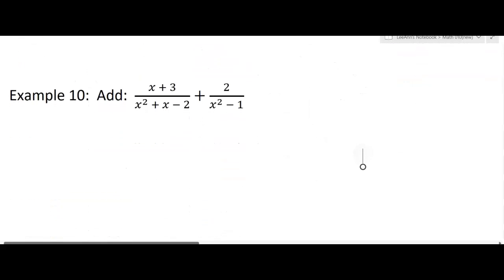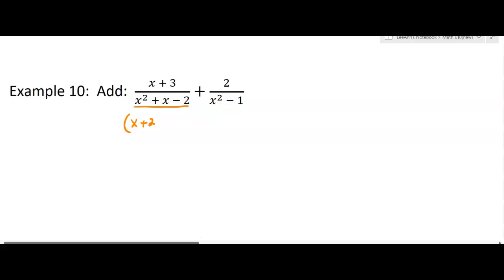So here's another one. Okay, first of all, we look at those denominators, and hopefully we say those need to be factored. So I'm going to factor. I'm looking at this denominator right here. I need two numbers that multiply to be negative 2 and add to be 1. So it's going to be x plus 2 and x minus 1. So you can think about that or however you do your factoring, but that's what you should get. And then here I have the difference of squares, so that's going to factor into x plus 1, x minus 1.